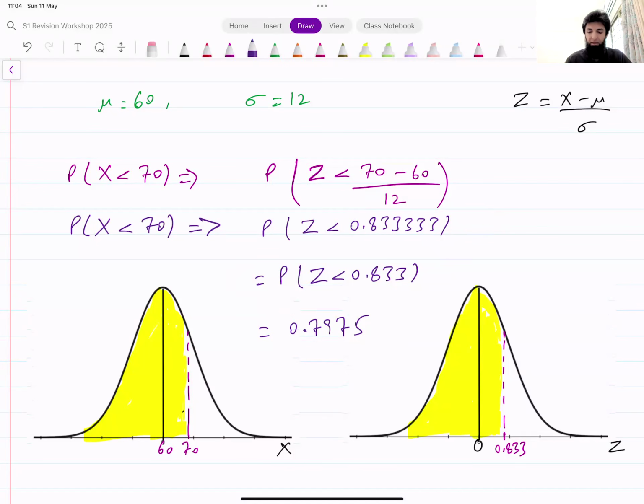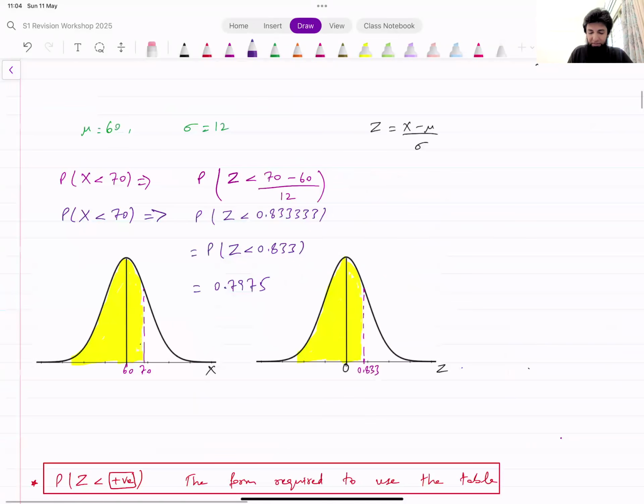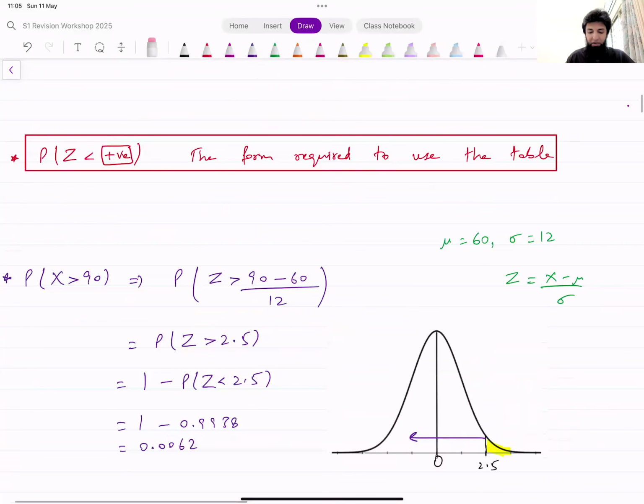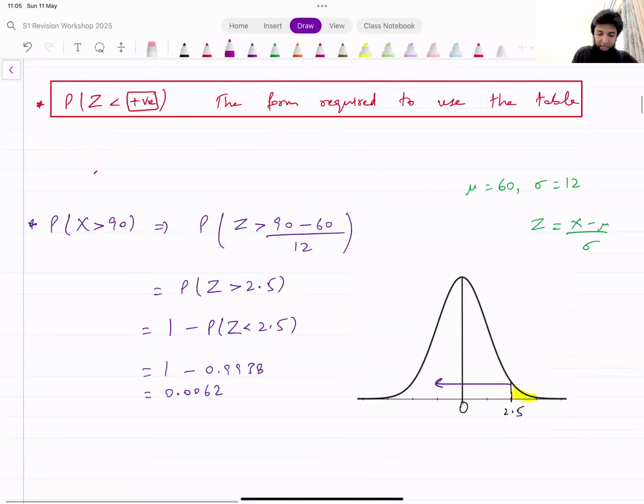Okay. Now, this was the standard case. This was the standard case where you had z less than a positive number. But a lot of times you would not have that. For the table, we need this form: z less than a positive number. Otherwise, we cannot use the table. What if it was some other form?